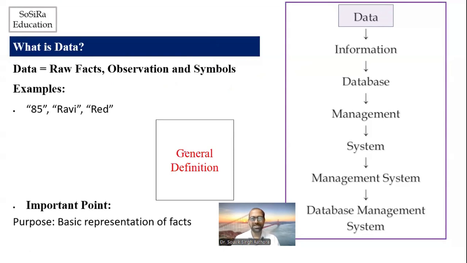Generally speaking, data is raw fact or observation or any symbol. For example, someone says 85, or the name Ravi, or the color red. What do these words, observations, and symbols indicate? That is not clear. So the important point is it is the basic representation of facts.